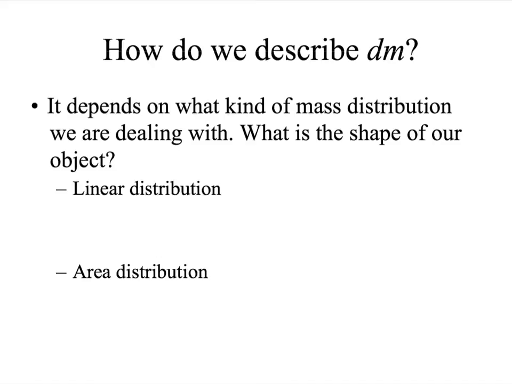Let's take a little bit closer look at dm. First of all, how we're going to express dm is going to depend on what our mass distribution looks like. What's the shape of it? Is it along a line? A linear distribution? If it's a linear distribution, it's pretty common that we use the term lambda to describe how the mass is distributed over the length. So lambda would be equal to the total mass over the total length.